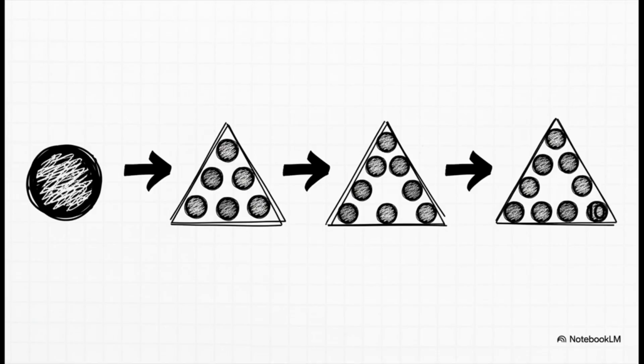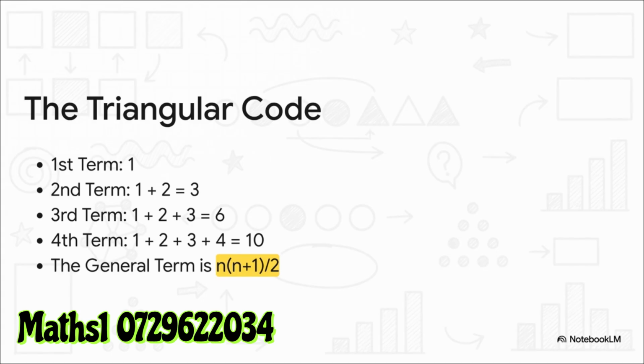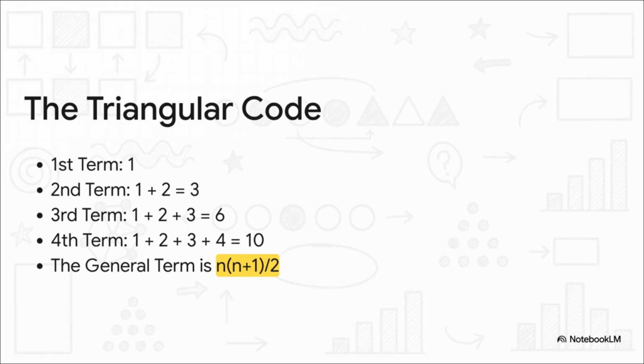These are called triangular numbers because, well, you can arrange them into triangles. The sequence goes 1, 3, 6, 10. This one might not seem as obvious, but I promise, the logic behind it is just as cool. Here's how they're built. The second term, 3, is just 1 plus 2. The third term, 6, is 1 plus 2 plus 3. The fourth is 1 plus 2 plus 3 plus 4. You're always just adding up the position numbers.